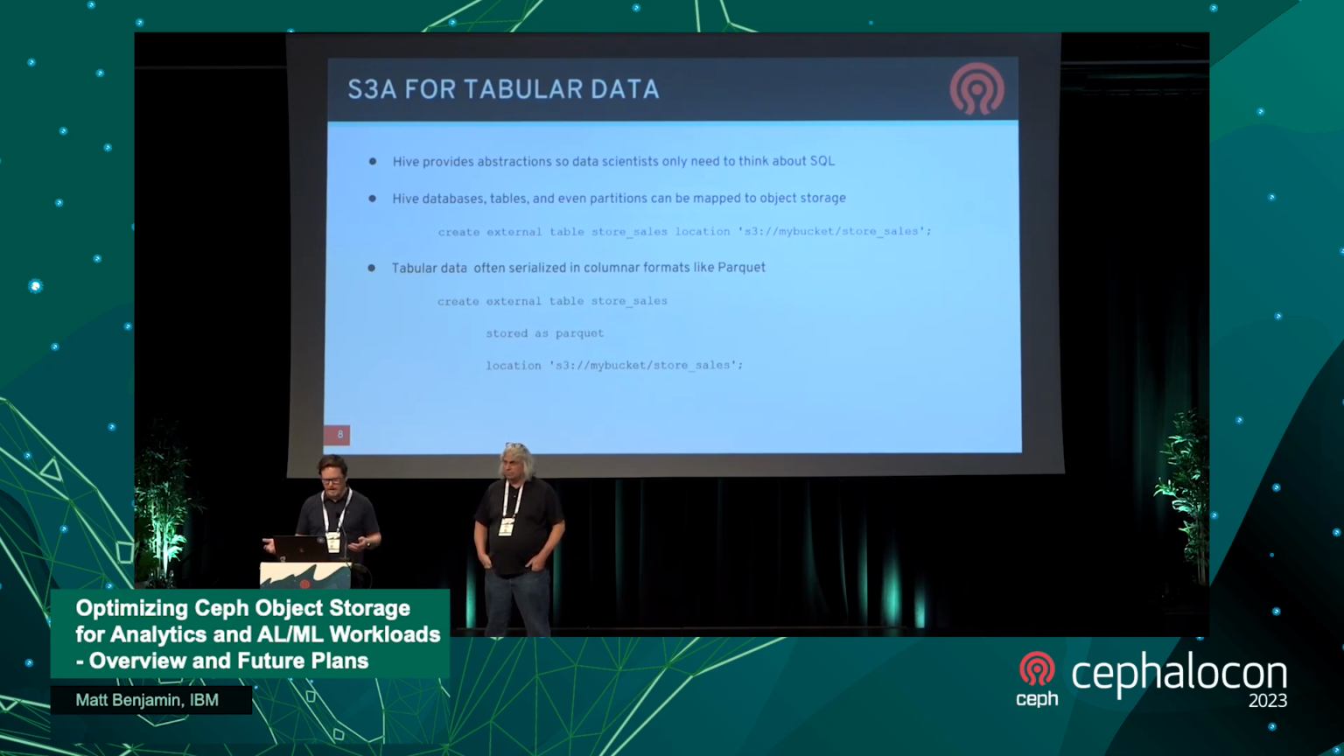And that's kind of the most powerful thing, right? You can have tables or databases or even partitions of tables that are mapped to different buckets that could be in different clusters or different locations. So some of our big data lake customers, they might have multiple clusters, but it doesn't matter to their data analysts because it's all abstracted away through Hive.